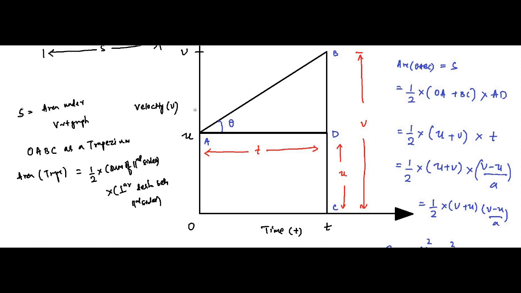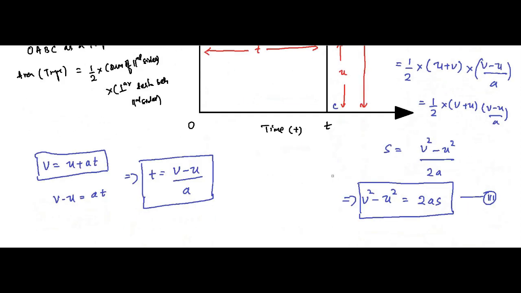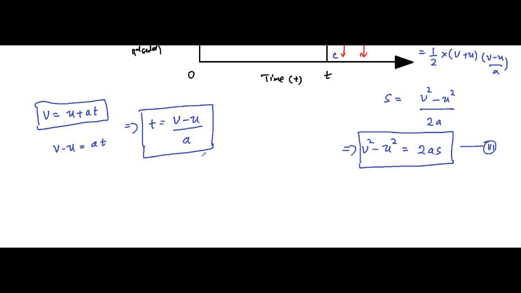If we erase this part, it becomes a trapezium, isn't it? It is a trapezium. This trapezium OABC. Here we treat it as a trapezium and we got this result.